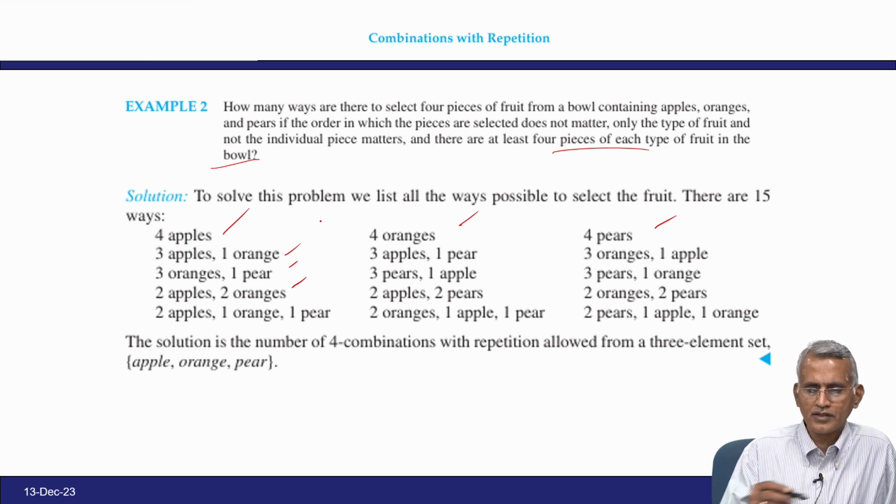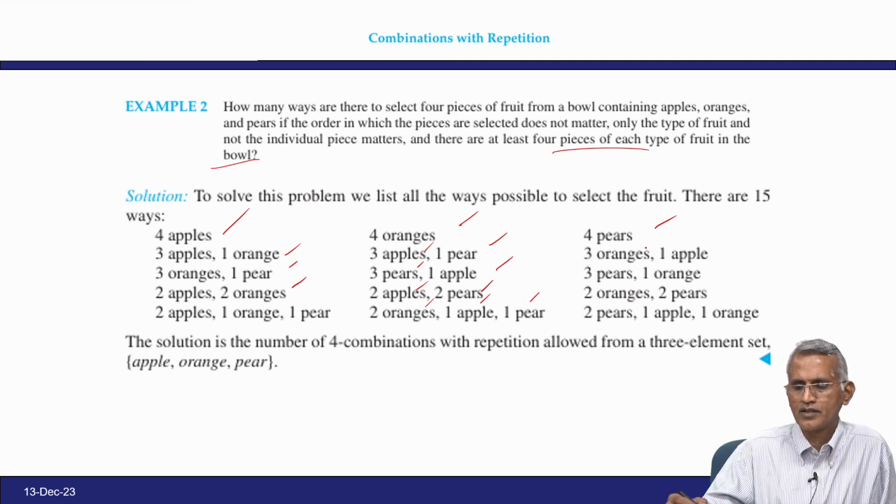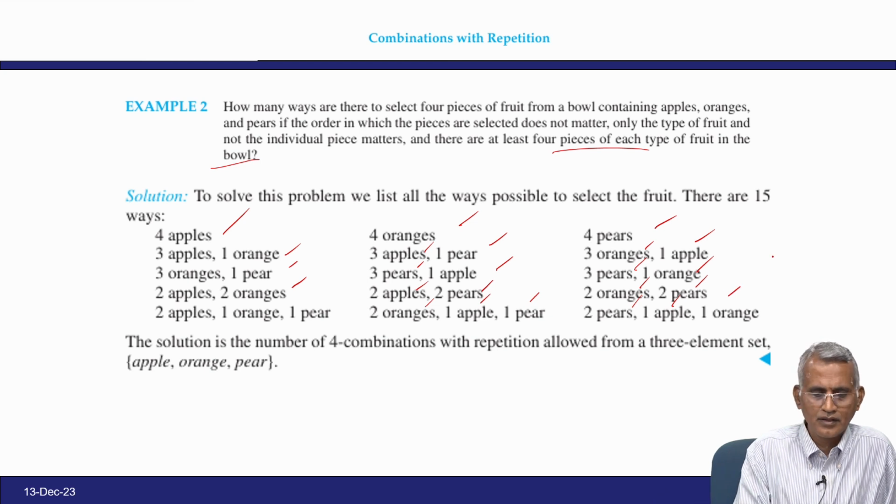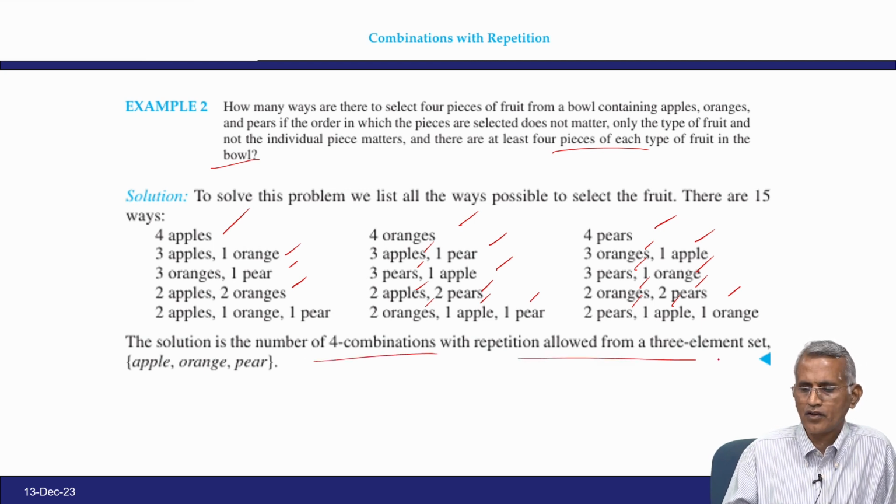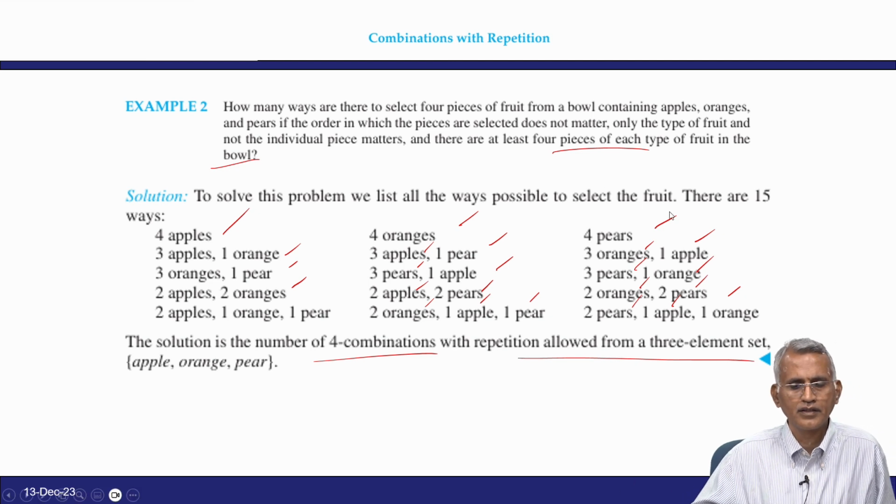Similarly, for oranges: 4 oranges, 3 oranges and 1 pear, 2 apples and 2 pears, 2 oranges 1 apple and 1 pear; and for pears: 3 pears and 1 apple, 3 pears and 1 orange, 2 oranges and 2 pears, 2 pears 1 apple and 1 orange. So, this is the way we can list the combinations. The solution for the number of 4-combinations with repetition allowed from a 3-element set is like this, with apple, orange and pear.